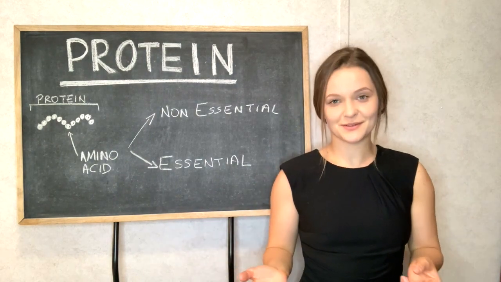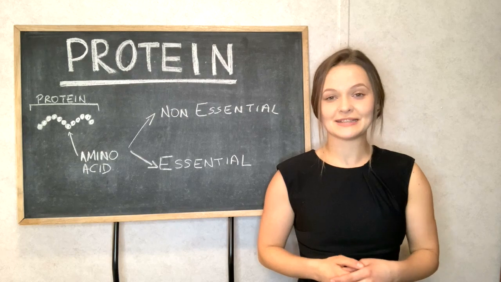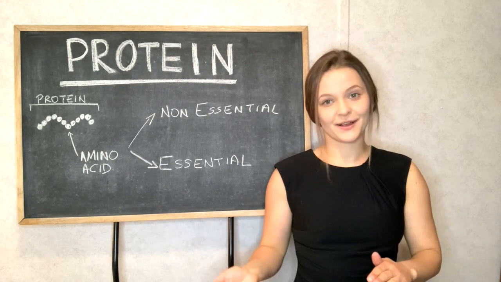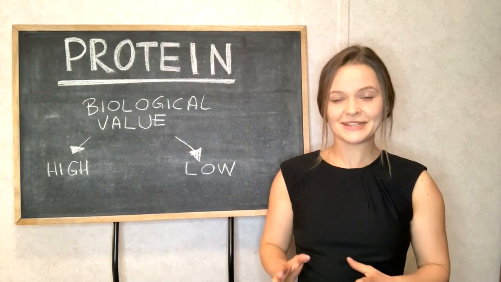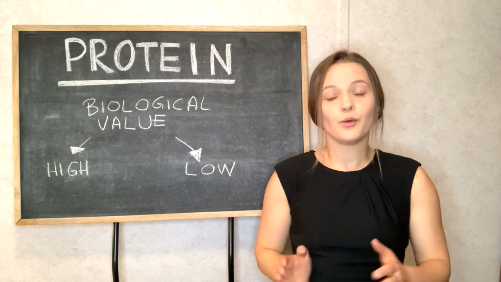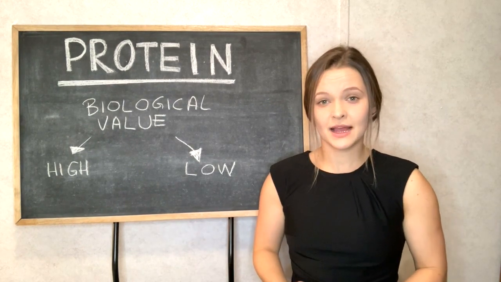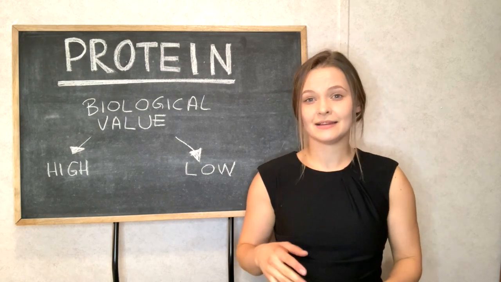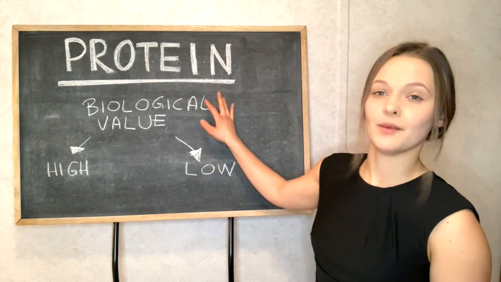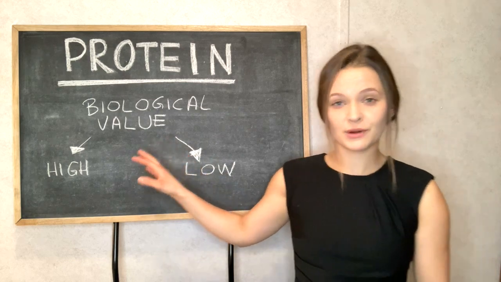So how do we know if we're getting all the essential amino acids that we need? Let's have a look. Proteins are not created equally, and one of the ways that we can assess how well we absorb the proteins is by using a scale, and that is called the biological value of a protein.